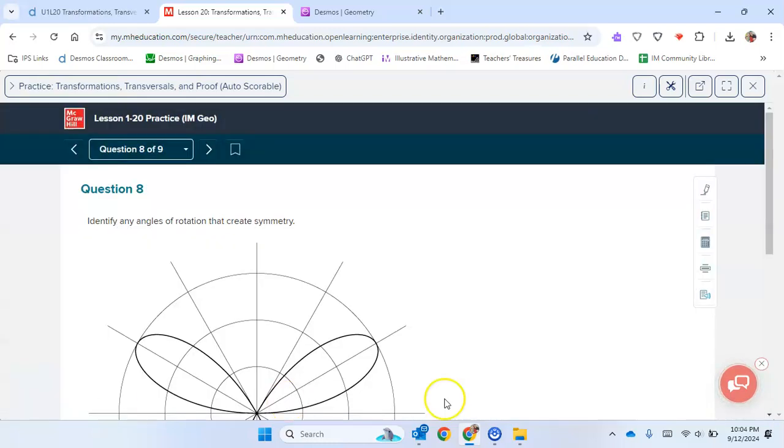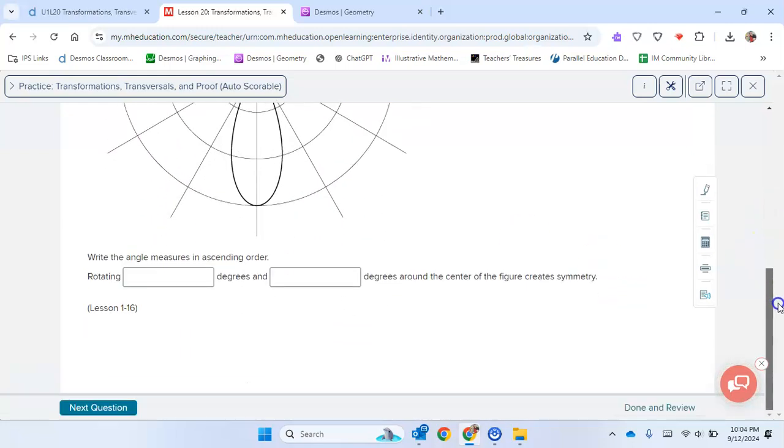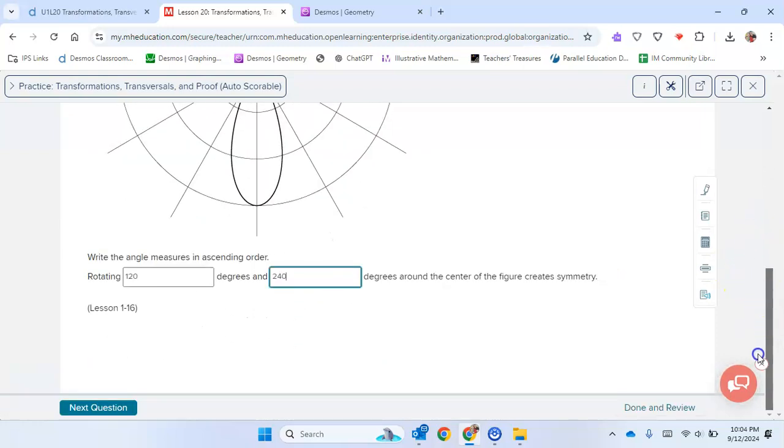Question 8. Identify any angles of rotation that create symmetry. Well, you can see it has 3 leaves here, and so it'd be the same. So a full circle is 360. It'd be the same every time. It's 360 divided by 3. So 360 divided by 3 is 120. And then add another 120 to that, you get 240. So if you rotate it 120 and 240 degrees, it will look exactly the same.